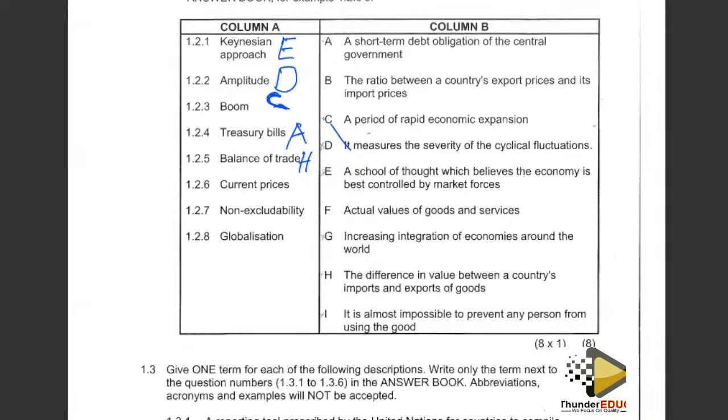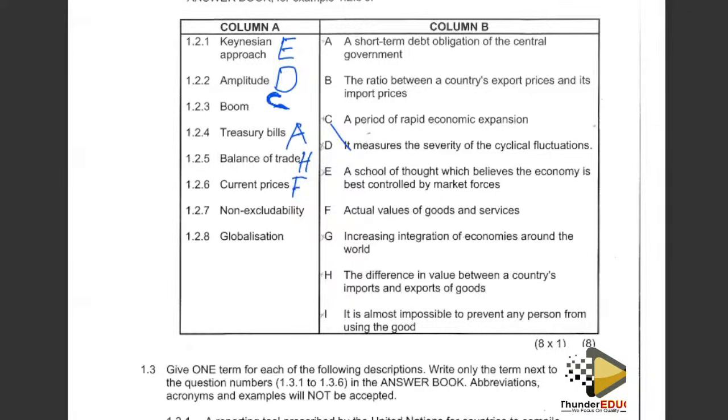Okay, right. So now let's move on to 1.2.6. 1.2.6 reads as follows: current prices. What are these current prices? When we talk of current prices, in most cases we check the actual values of goods and services. So now let's check the appropriate answer for this. If we lay our eyes on column B, we have F as our appropriate answer. So in this regard, F is our appropriate answer.